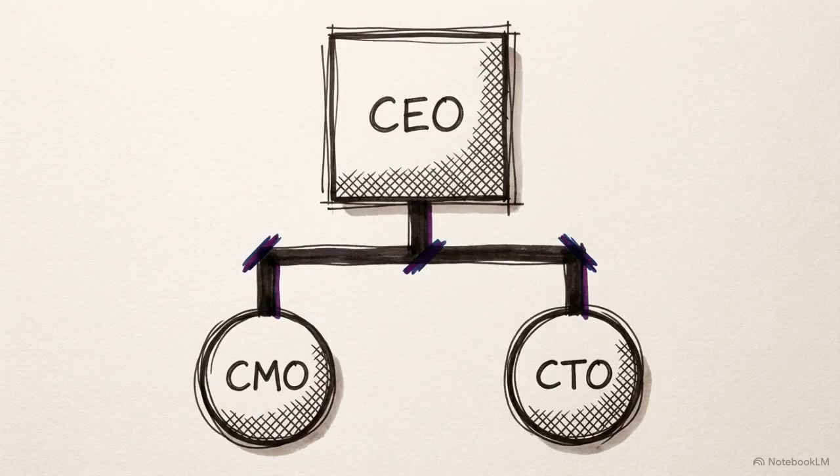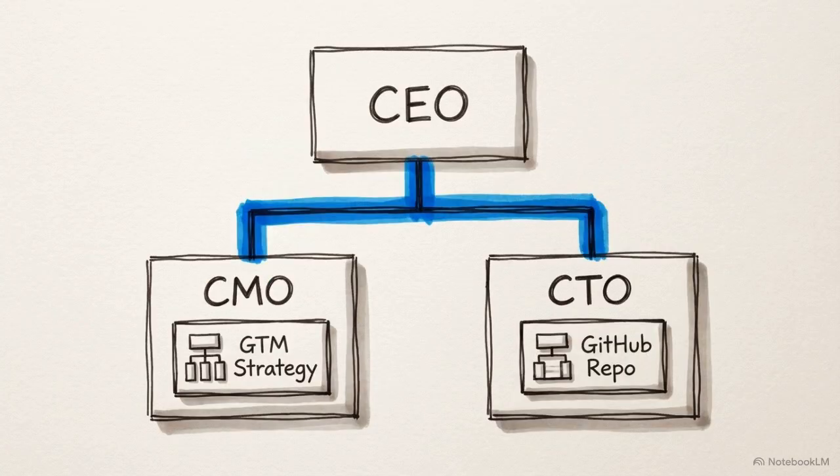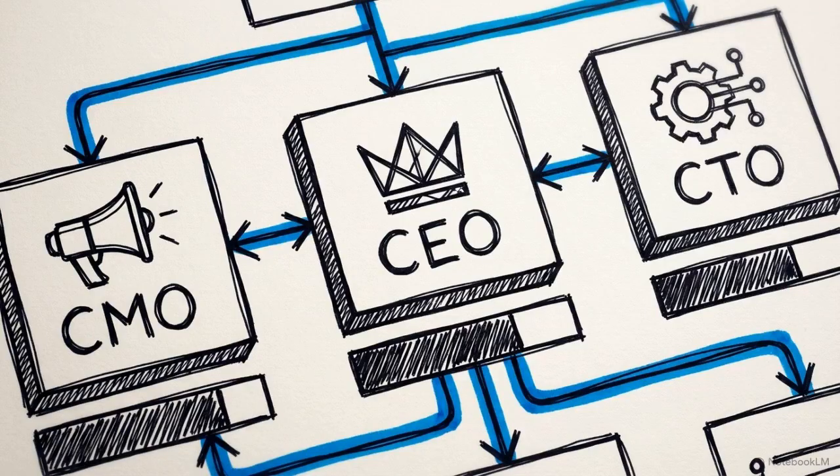With the hires approved, your organizational structure is populated. The CEO can now assign the CMO to draft a go-to-market strategy, while instructing the CTO to initialize a GitHub repository for the project. Establishing this multi-tiered hierarchy creates a self-managing loop. The agents collaborate on the execution, and you only need to step in for board-level approvals.